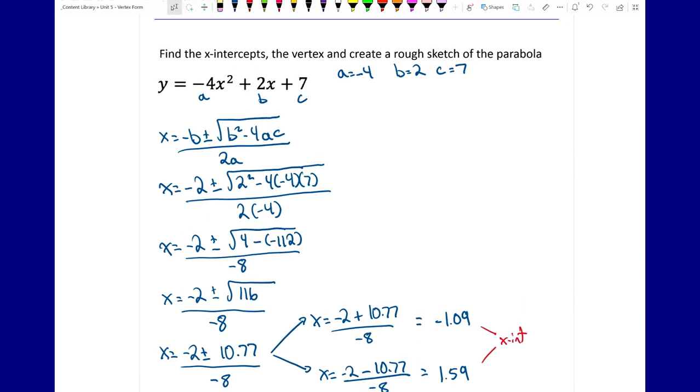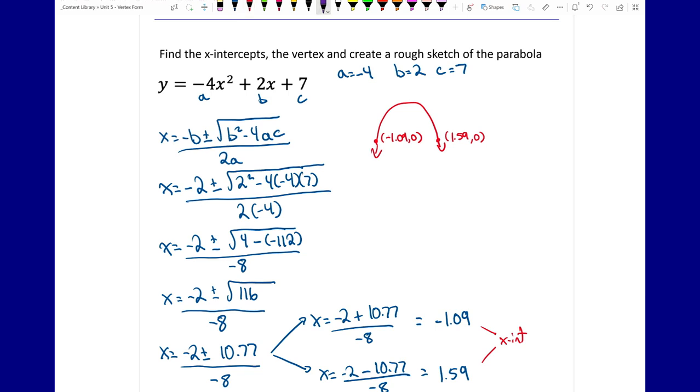So if I'm going back and sketching this, right, I know I'm going to have two x-intercepts at 1.59 and 0, and negative 1.09 and 0. I know it's going to be opening down because of the a value. Now I just need to find my vertex.